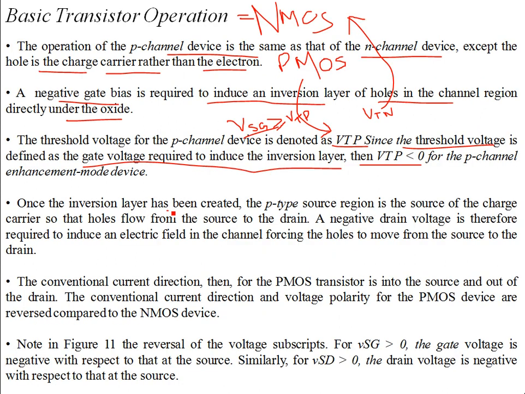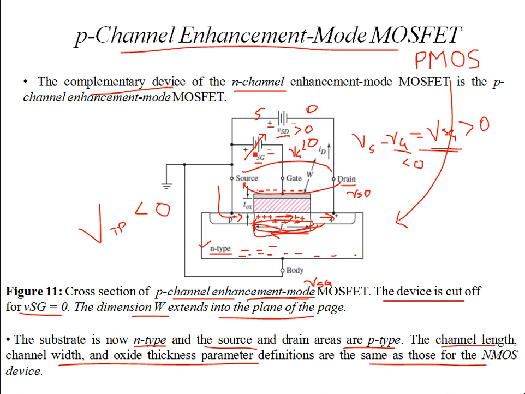So once the inversion layer has been created, the p-type source region is the source of the charge carrier, so the holes flow from the source to drain. Over here you can see the orientation of the batteries. We have a negative drain supply over here, so the p-n junction is again reverse biased. These are reverse bias junctions, but this is forward bias. This battery is going to forward bias the source, so it's going to push the holes from source towards drain.